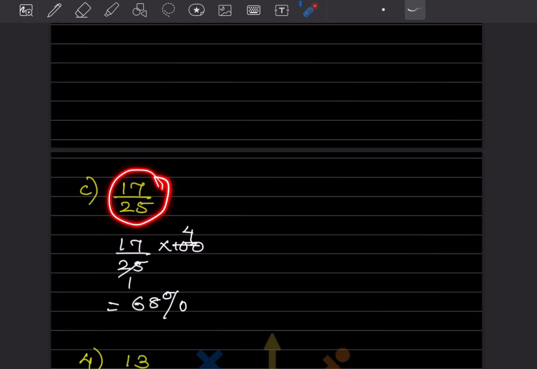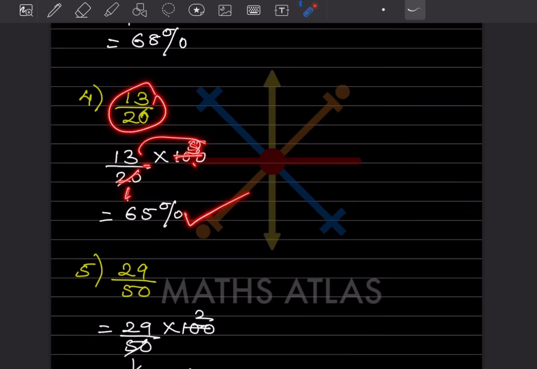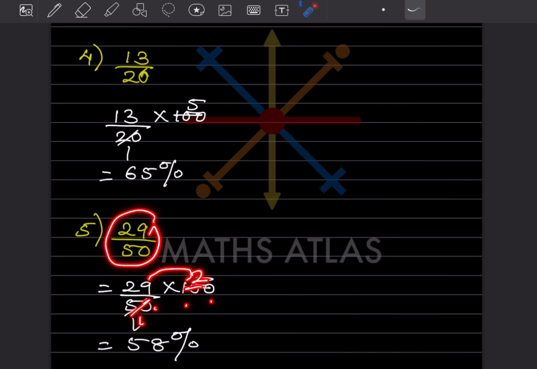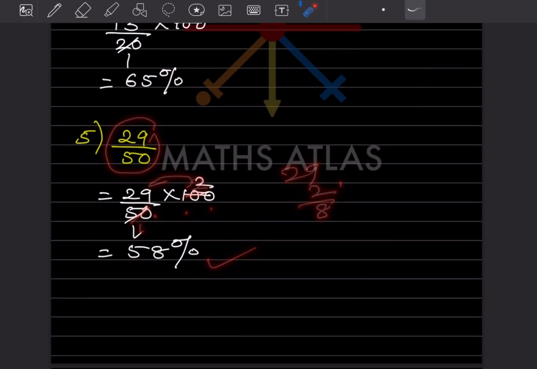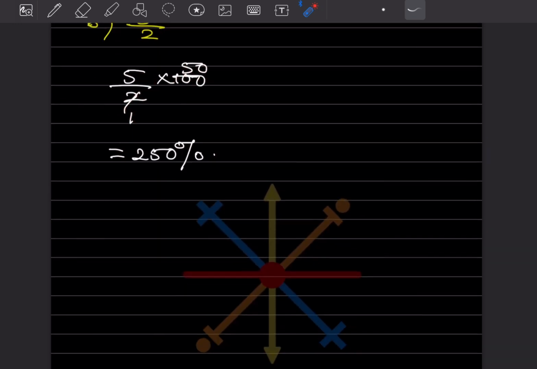Now here 17 by 25 into 100. So 25 ones are 25, 25 fours are 100. This is going to be 68%. 13 by 20 into 100. 20 ones are 20, 20 fives are 100. So this is going to be 65%. Here will be 29 by 50. 29 by 50 into 100. So this will be 29 twos, that is going to be 58%. 5 by 2 into 100, 2 ones are 2, 2 50s are 100, so this will be 250%.